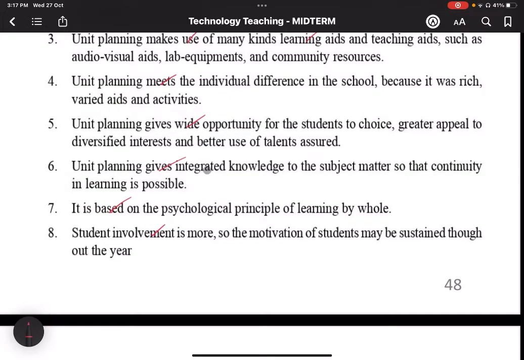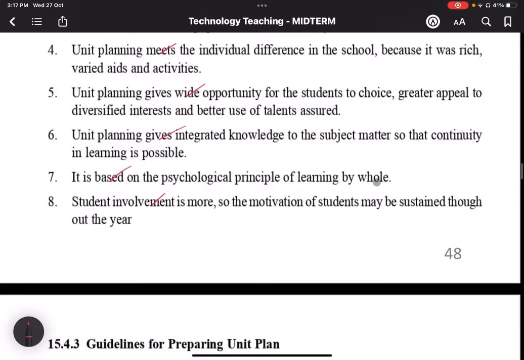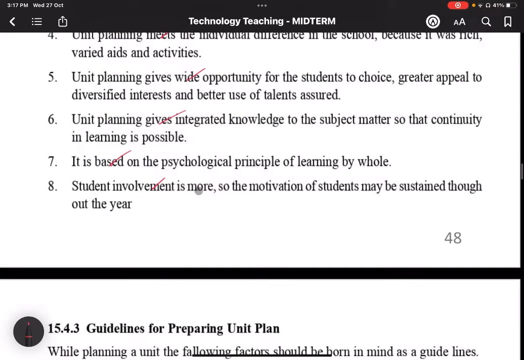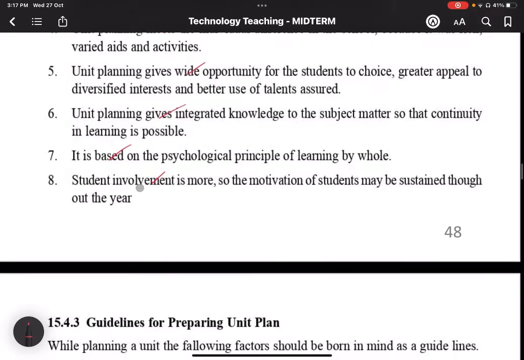Unit planning gives integrated knowledge to the subject matter so that continuity in learning is possible. Yan. Integration, no, of topics. Yun ang ating goal, no? So pag i-divide mo ang isang unit sa maraming subunits, make sure na merong continuity. It is based on the psychological principle of learning by whole. Student involvement is more, so the motivation of students may be sustained throughout the year. So isipin mo, pagpaplano mo ng unit plan, paano ma-involve lahat ng students? Yan. Paano sila ma-motivate na makiisa or sumali or mag-participate, no, doon sa activities na ibibigay mo.